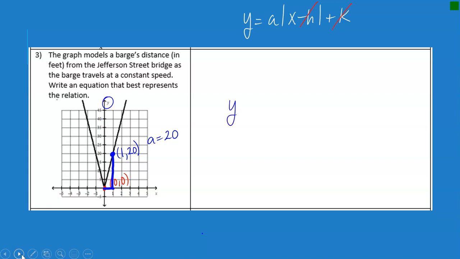So the mistake a lot of people made was they said that this was 4 times the absolute value of x, but that is wrong. The correct answer is that y is equal to 20 times the absolute value of x.